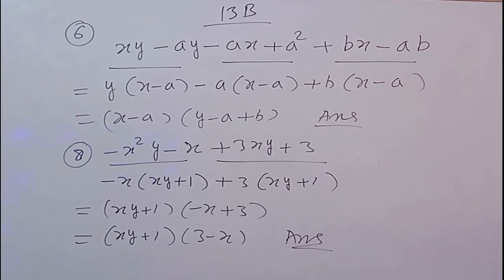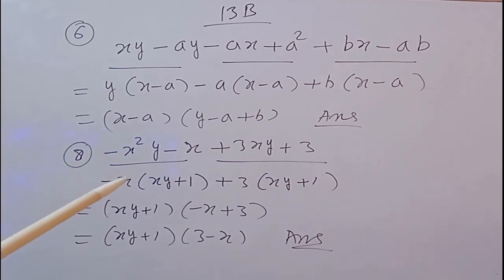Now I'm taking question number 8. The question is −x²y − x + 3xy + 3. So make the pairs. We have two pairs. In the first pair, −x is common. So take −x common, inside the bracket we get xy + 1. And in the second pair we have 3 common. So take 3 common.